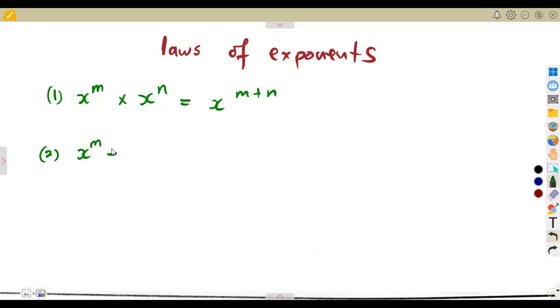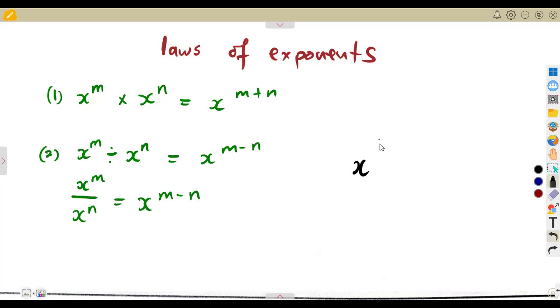The same applies if you are dividing x to the exponent of m by x to the exponent of n: you are going to subtract the exponents. Even when it is written as x to the exponent of m over x to the exponent of n, it is still a division, so you subtract the exponents. Let us consider that maybe you're given x to the exponent of 9 divided by x to the exponent of 3, or x to the exponent of 9 divided by x to the exponent of 5, whatever you're given there.